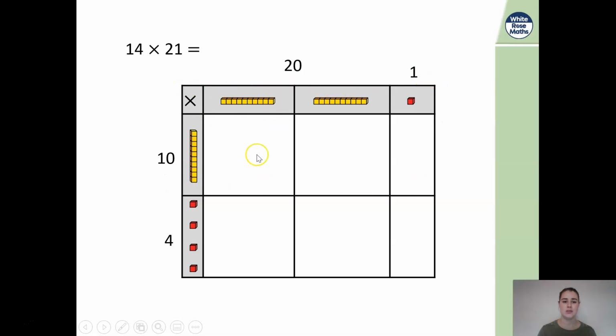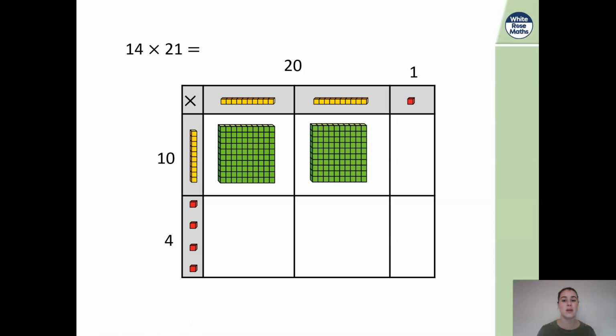So here we need 10 lots of 10. Okay, so we know that 10 lots of 10 is 100. So that's 100 in there. We know we're going to need another 100 because we have another 10 times 10. And here in the final column, we have 10 lots of 1s, which is 10.